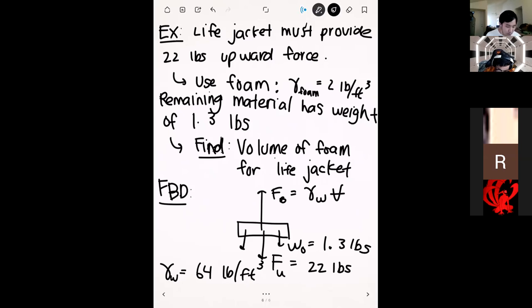And we actually have one more force here. Because we're making this life jacket out of foam, the foam itself actually has some weight too, right? So remember, we know that the net force on the object is always going to be the difference between the upward buoyant force and the weight of that object. So this foam actually has some weight, as you can see there. And so we need to take that into account in our calculation. So this will be WF, the weight of the foam.